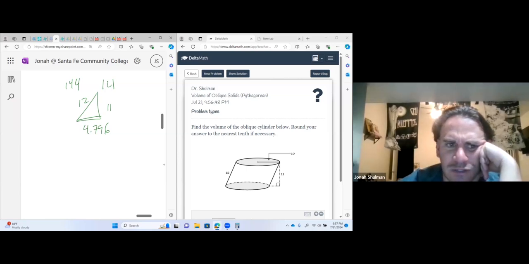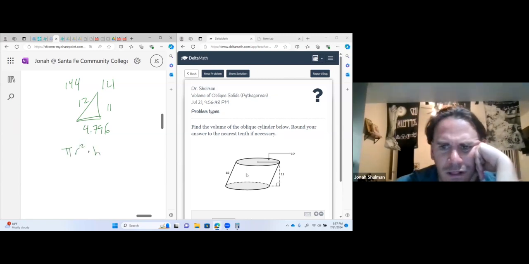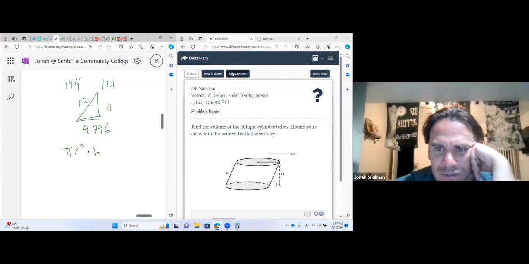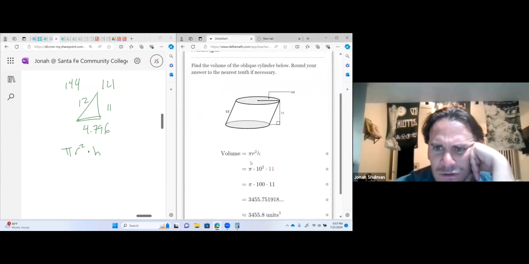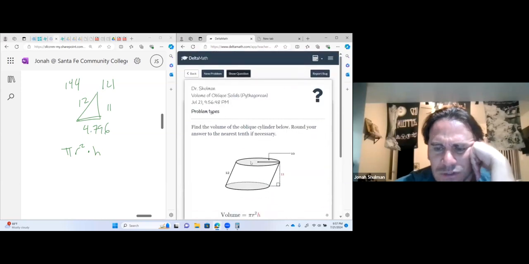I just know it's pi r squared times height. Pi r squared times height. And I just think it's 10 plus this piece, or it's a 10 minus this piece. What do you do? Oh, you don't even need the other piece. We just treat it like the height. Okay, let's do a new problem.